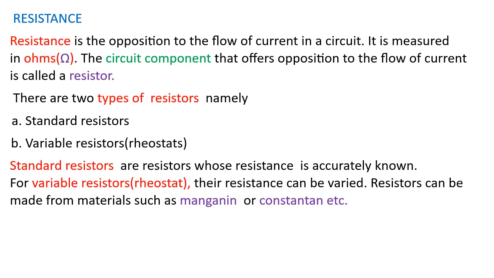For variable resistors or rheostats, the resistance can be varied. You can vary the resistance to the amount you need. It is not just a particular resistance. If you want 2 ohms, you can vary it to 2 ohms. If you want 10 ohms, you can move it to 10 ohms. Resistors can be made from materials such as manganese or constantan, or even carbon materials.